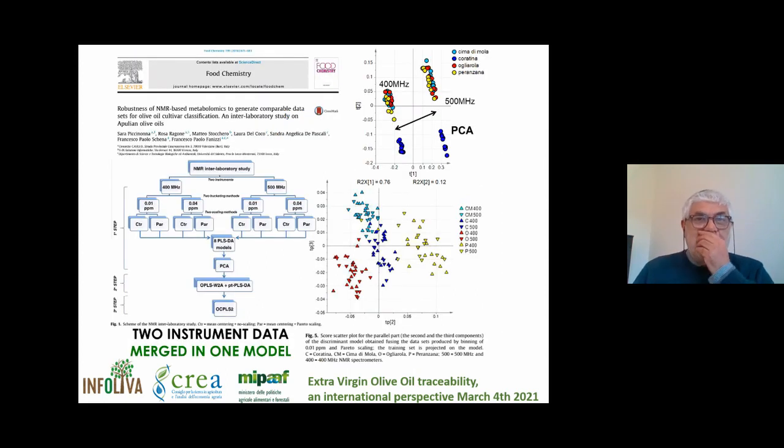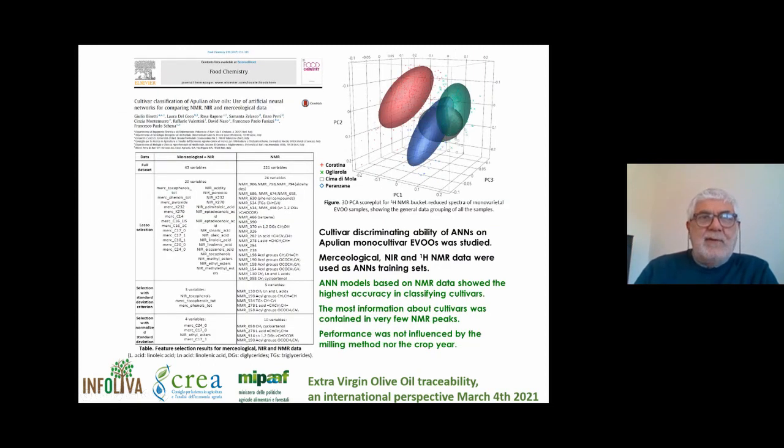And we also demonstrated that NMR can merge data from different instruments, which is something very complicated if you use a different technique. You can get just one database using data coming from different instruments. And we also managed to assess that 1H NMR was much better than near-infrared or meteorological data built databases, and we did that by the use of artificial neural networks.